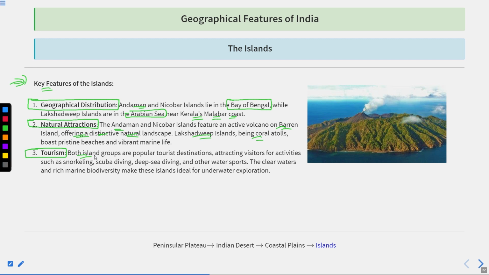Both island groups are popular tourist destinations, attracting visitors for activities such as snorkeling, scuba diving, deep sea diving, and other water sports. The clear water and rich marine biodiversity make these islands ideal for underwater exploration.